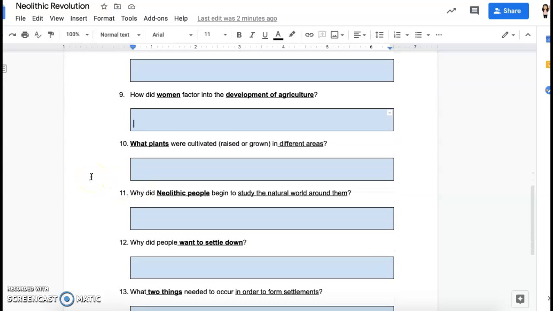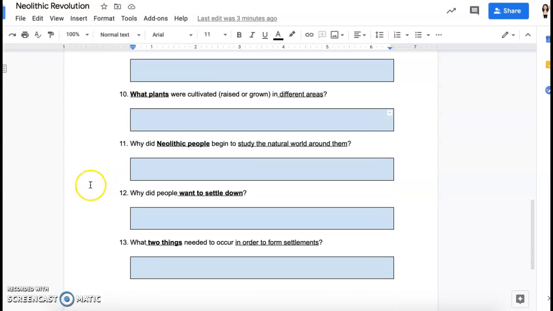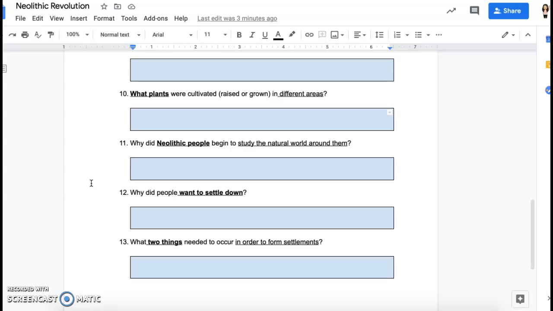Number 10, what plants were cultivated or raised or grown in different areas? And type your answer here. Number 11, why did Neolithic people begin to study the natural world around them? And type your answer in the box here.